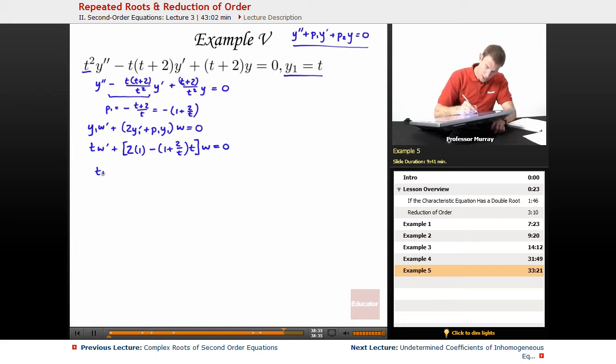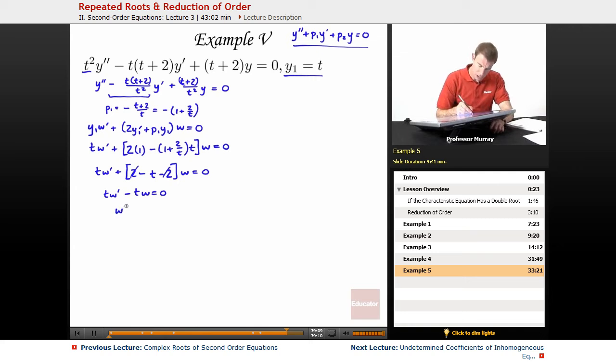So I get t w prime plus, let's simplify things in the parentheses here, 2 minus, now I'm going to distribute this t, and I'll get 2 minus t minus 2 over t times t, so minus 2. All this times w is equal to 0. I can simplify things still further. tw prime plus, now the 2's cancel, and I'll just get minus tw is equal to 0. And I can divide by t. I'll get w prime minus w is equal to 0.